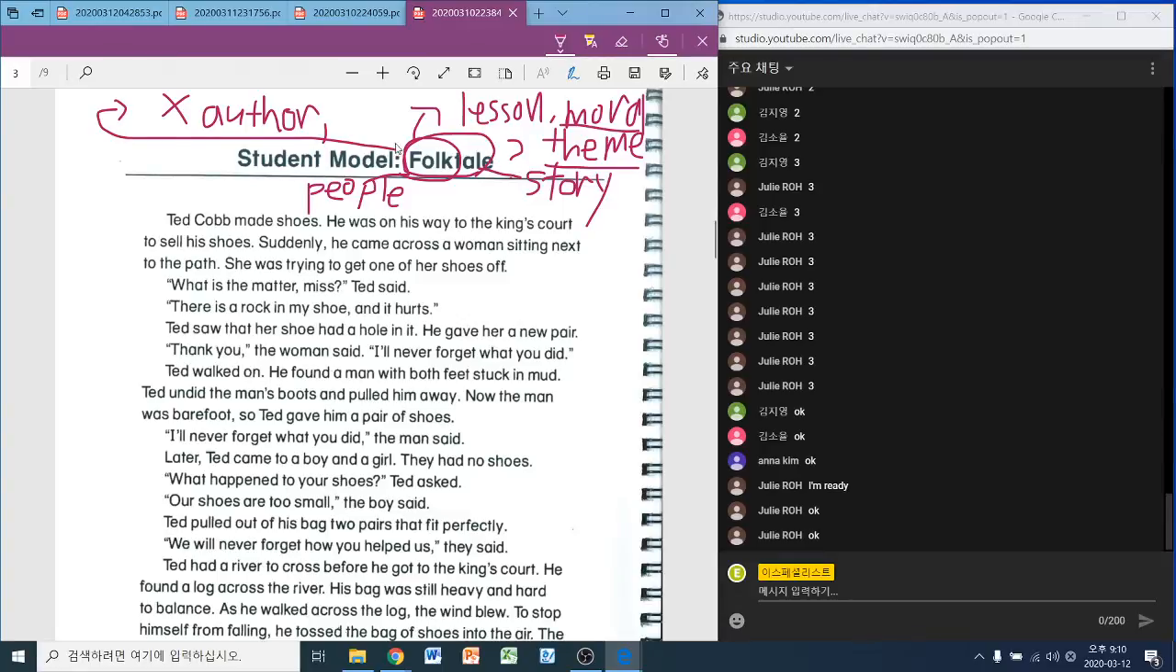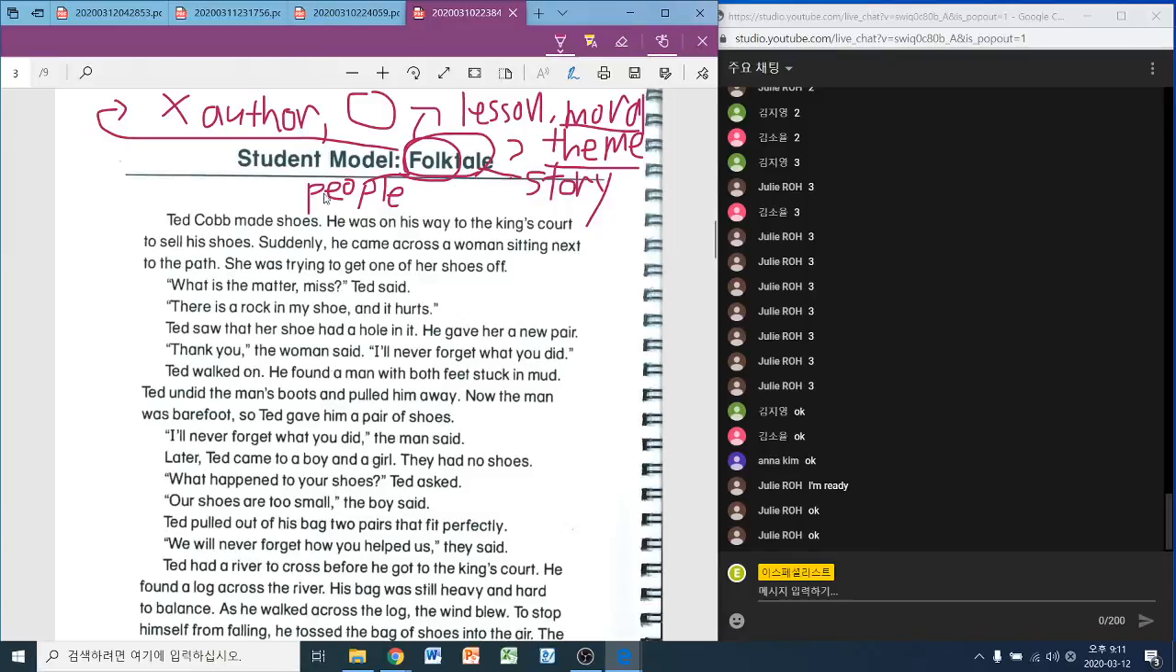Understand? So you have to write this information down. Folk tale means a people's story. From a long time ago, people really liked to make stories to tell something. We don't know who made the story, but we know that there are very similar stories all around the world. Then a folk tale has a lesson, theme, or moral. That is a big idea that the story is telling to you. Do you understand?